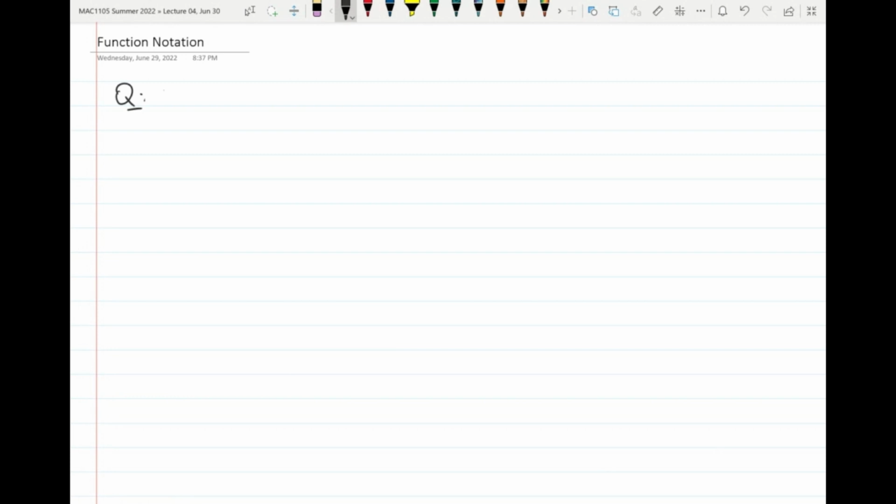So let me start this with a question. What is the value of y equals x plus 2 when x is 3? So, very silly question. But it illustrates what we're about to do. So who can answer this? What's the value? What is it?